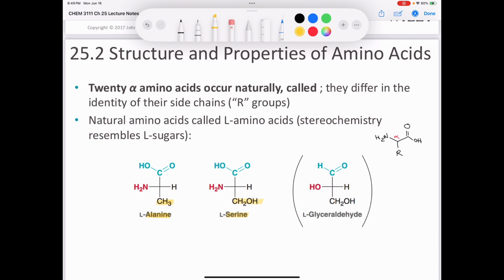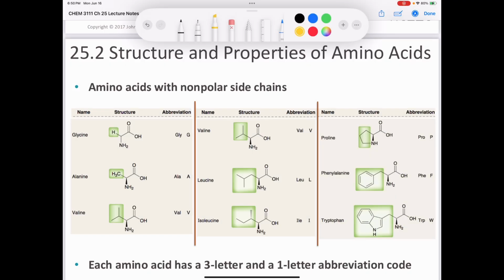Now you notice that these are L amino acids, and if you go back to the chapter on carbohydrates, the naturally occurring carbohydrates were all D sugars, so they were all based off of D-glyceraldehyde. Well, it turns out the naturally occurring amino acids are actually L amino acids, and so their stereochemistry is the same as L-glyceraldehyde. So that means the amino group is going to be on the left-hand side, as you see here.